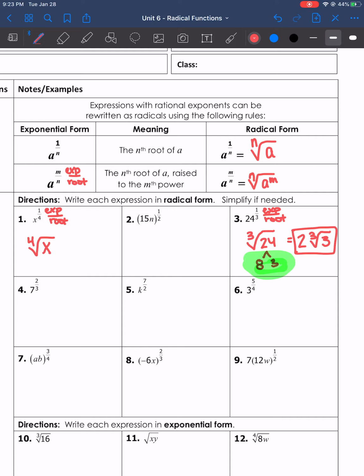And then 5, we have k to the 7/2. So it's exponent over root. So it's the square root of k to the 7th. Well, there's 7 k's, and I can take out how many groups of 2? I can take out 3 groups of 2. So k cubed, square root of k with 1 left over.